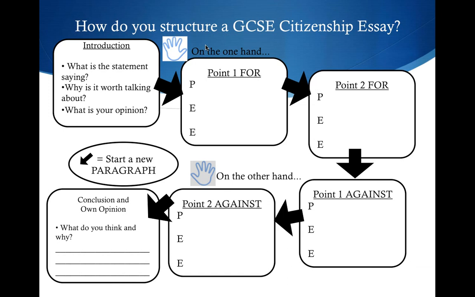Now, when you start a new paragraph, make sure you leave a line so that it's really clear that you started a new paragraph. You then have your second point for. Once you've done those, you then look at your points against, in the same format as the other ones with the PEE. And the final thing, and this is how you're going to really prove that you're in that level 4 or 5, is by giving your own opinion.